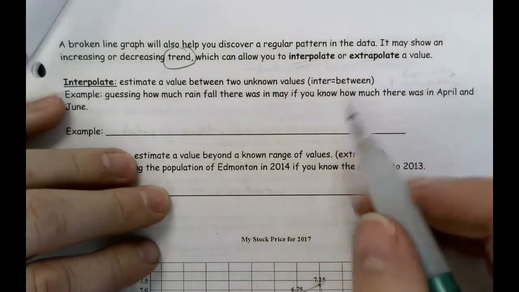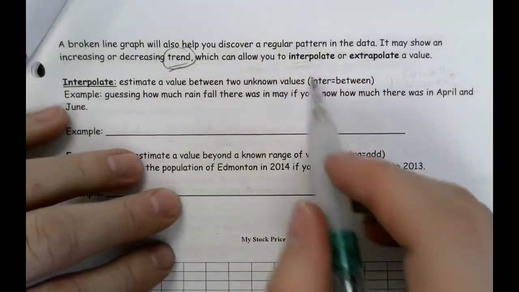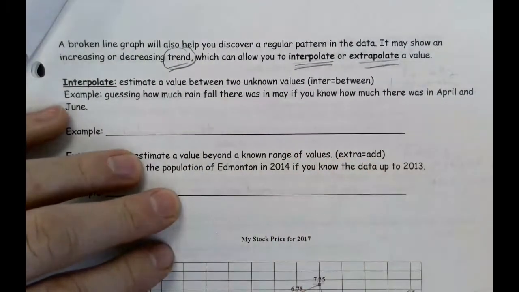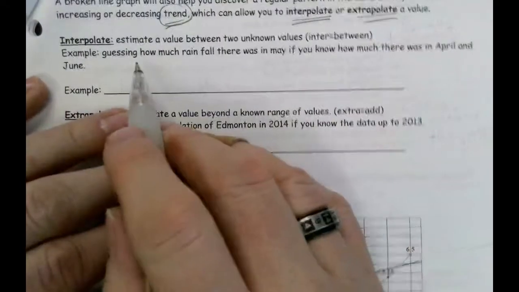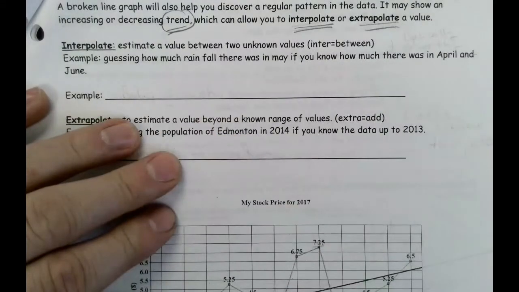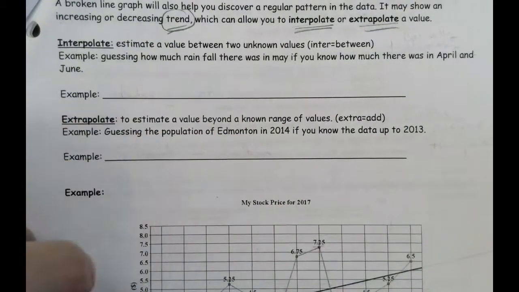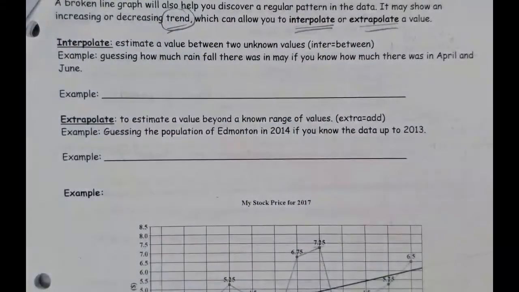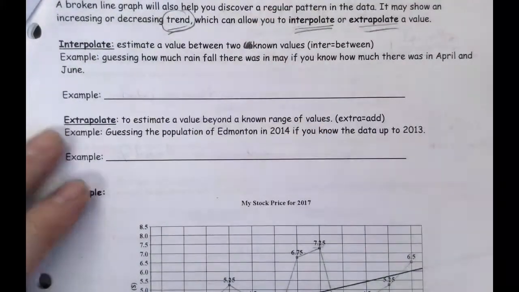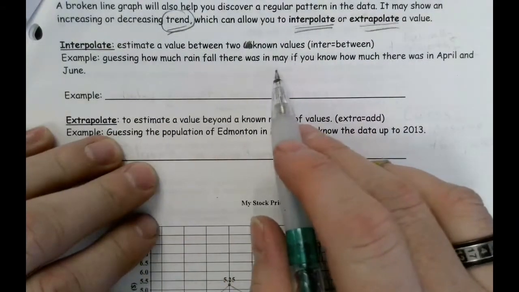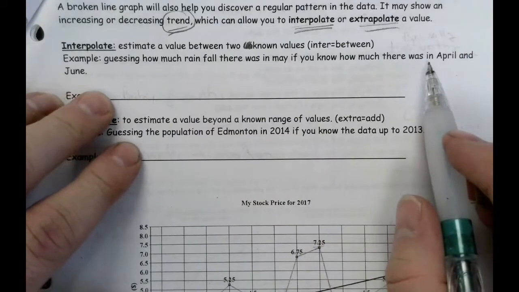In any case here, when you can identify a trend, that allows you to either interpolate or extrapolate a data value. Now, let's make sure we understand what we mean by those two words. When we say interpolate, what we mean here is we're going to estimate a value between two known values. Okay, between. So guessing how much rainfall there was in May, if you know how much there was in April and June, right?